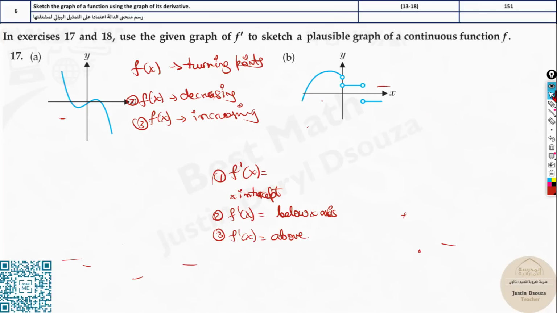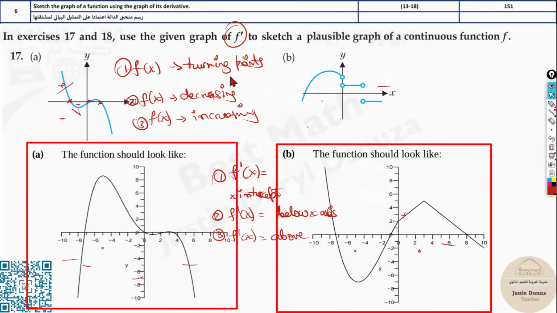Now then, see here, they have changed. What they have changed is, from f prime, they have given us f prime, and we have to draw the original function. So this is known. See here, x-intercept. What are the x-intercepts? These are the three x-intercepts, right? Those will become the turning points in the final graph, and whatever is below will be decreasing, whereas the parts above will be increasing. Let's look into the graphs. Yeah, these are the graphs.